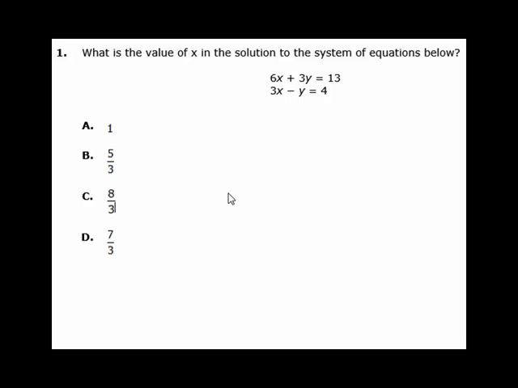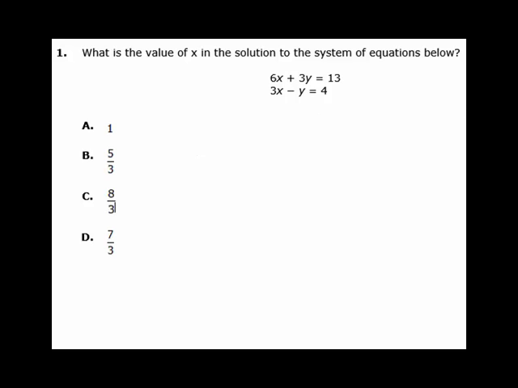This first question asks us, what is the value of x in the solution to the system of equations below? So I have 6x plus 3y equals 13 and 3x minus y equals 4, and several answer choices which all represent the value of x in the solution to the system. You could solve this using substitution or elimination, or even matrices if you choose, but I'm going to go ahead and get y by itself in both equations, and use the TI84 graphing calculator to find the intersection of the two lines for me. Let's go ahead and get started.